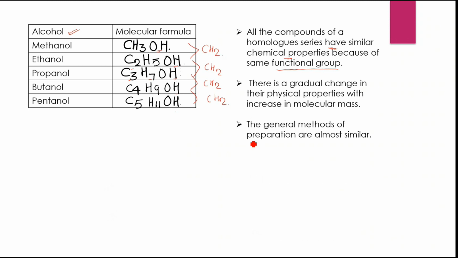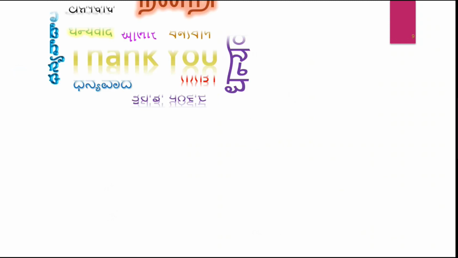The next important property of homologous series is that all the homologous series members are prepared by the same general methods of preparation. So this is all about homologous series. Hope you like this. So thank you very much.